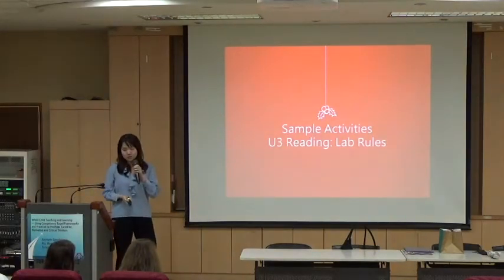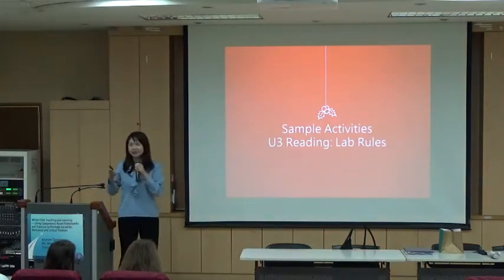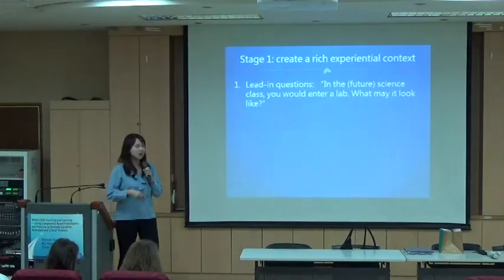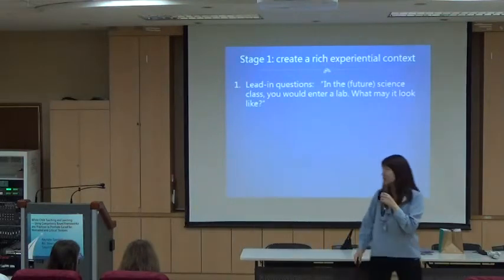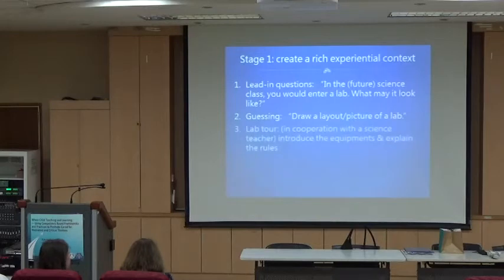Here I only take one example, which is from our textbook, Unit 3, about the lab rules. There are 3 stages for CLIL. I adopted Angel Ling's framework, and unfortunately she's not here, but I really learned a lot from her classes. The first stage is to create a rich experiential context for our students. First I give them some leading questions. In the science class, they may need to enter the lab. What would they see? By guessing, they can draw the layout or a picture of the lab. Then they will have the lab tour.